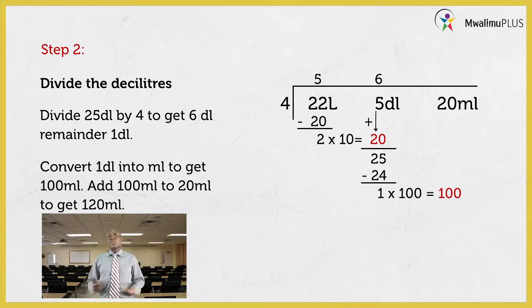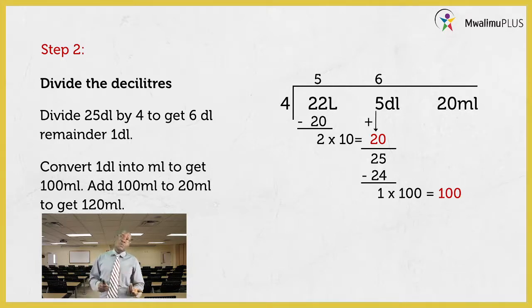So what do we do with 24? We are going to subtract 24 from 25, a simple subtraction. What do we get, learners? Good, that will give us 1. 25 minus 24 will give us 1 as the remainder. So we have 1 dl as the remainder. And remember, we still have the ml, 20 ml.